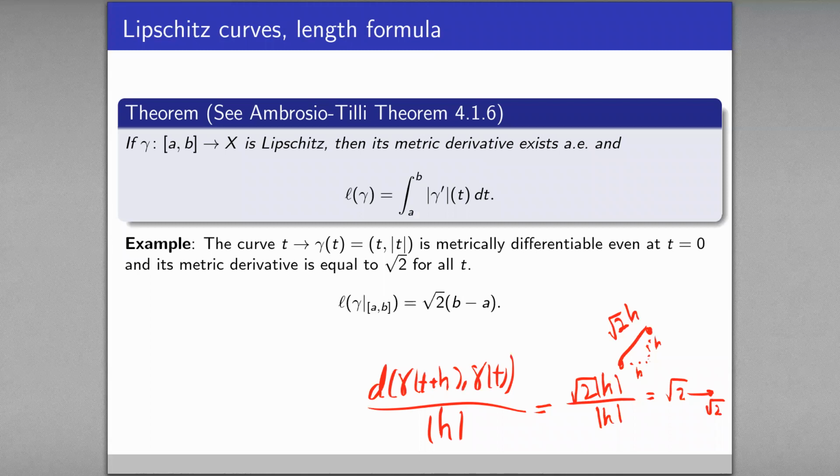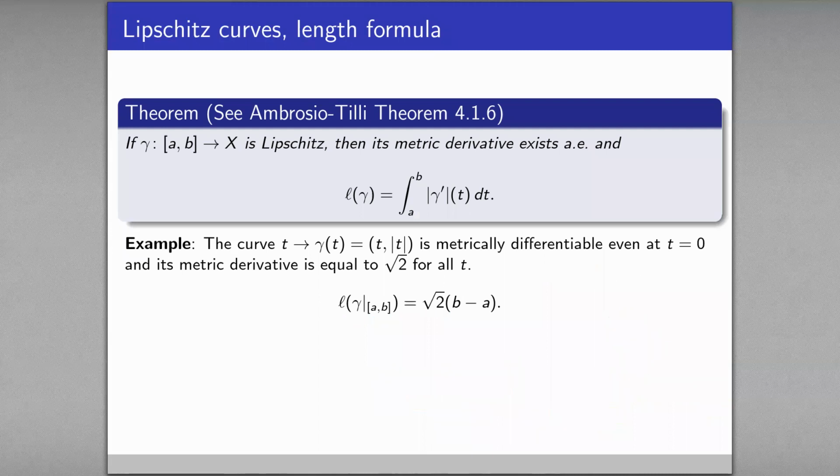And according to the length formula, then length of this curve between any a and b should be √2 times b minus a. And this includes the case where a is negative, b is positive, or of course, any other cases as well. That's the only interesting one that passes through the 0. We see here that a curve may be metrically differentiable even when it is not differentiable in the usual sense. Of course, differentiability in the usual sense asks for velocity, and that was what is missing in the break, but with the speed, it is not there.